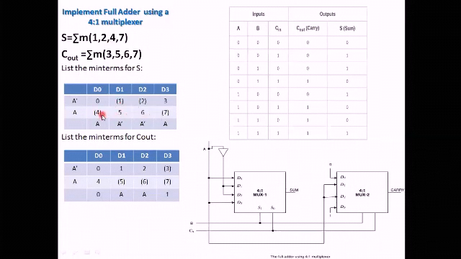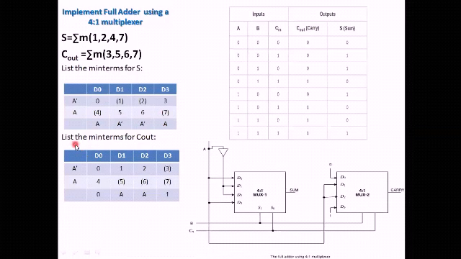This 4 present means this 4 corresponds to A. This 1 corresponds to A bar. This 2 corresponds to A bar. And this 7 corresponds to A. So here what we can write is A bar, A bar, A and A. Now we have got the input values for sum.